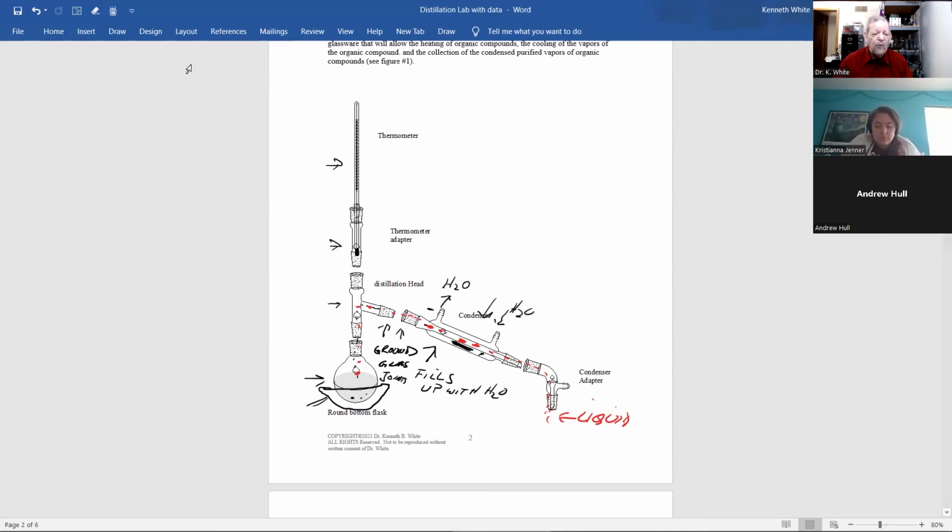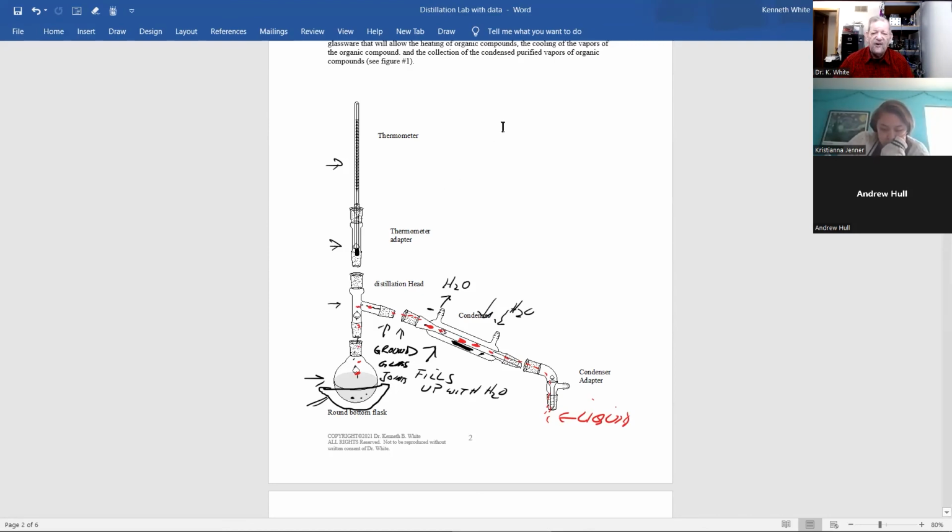Now, if you slowly heat it up, different compounds boil at different temperatures. And by doing it slowly, you can boil off all of one compound and get it pure, and then do another one. And that's called a fractional distillation. Today's lab is just to teach you the basic principles of distillation.